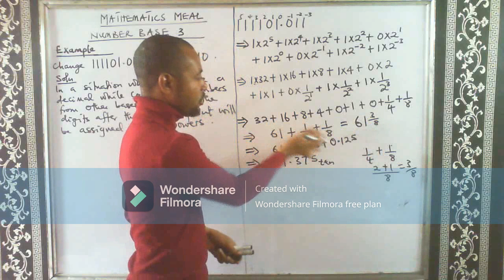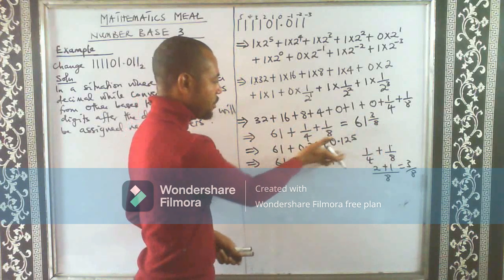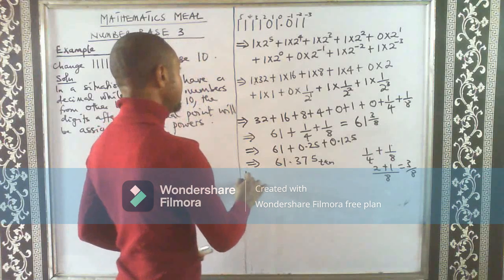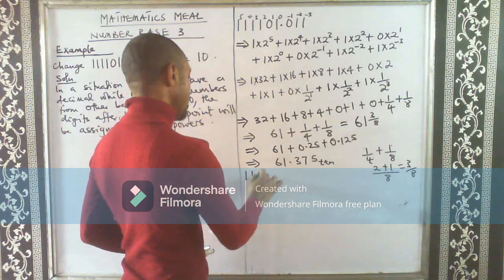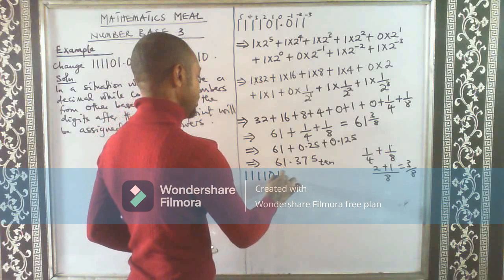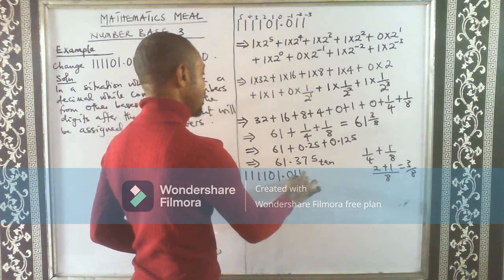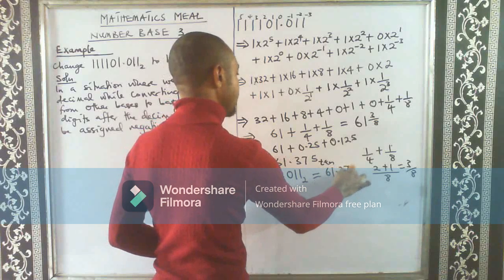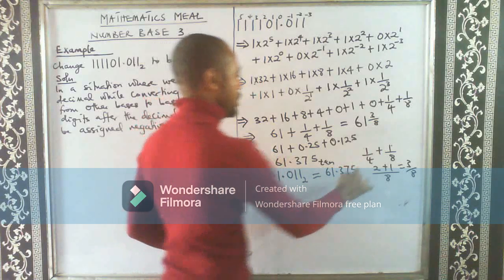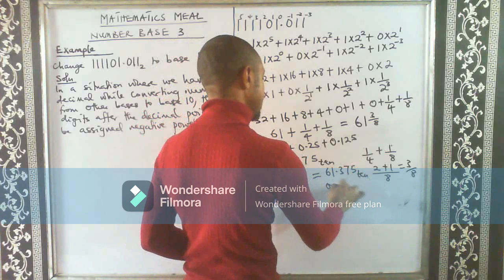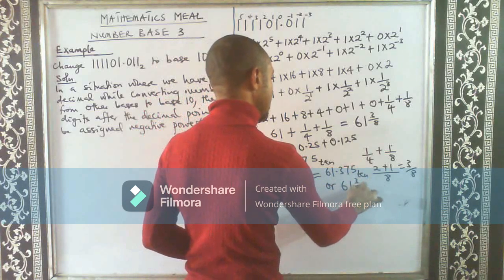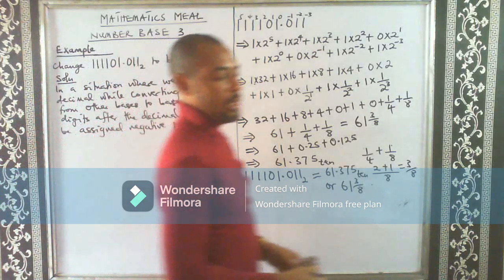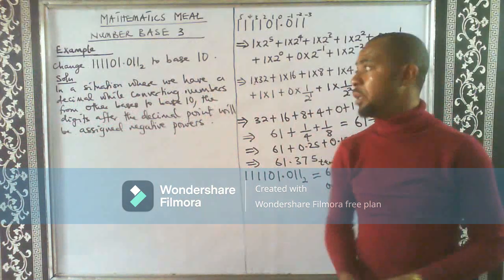Or you can change these to decimals and then add. So what it means is that 111110.011 in base 2 is the same thing as 61.375 in base 10, or you can say it is 61 and 3 over 8. Wow, that's beautiful enough.